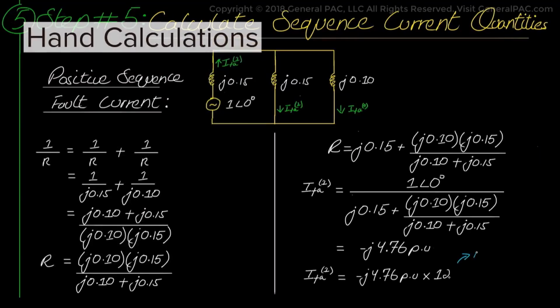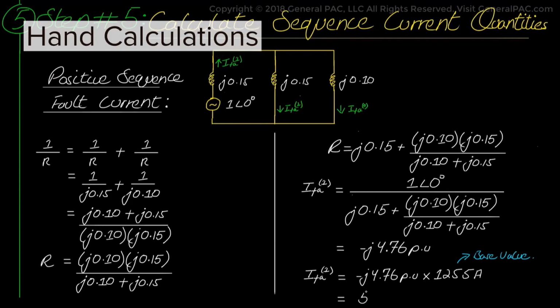Base value of current, the base value of current being 1255 amps that we have seen in the earlier videos. That simply gives us 5,977 amps at the angle of negative 90 degrees.